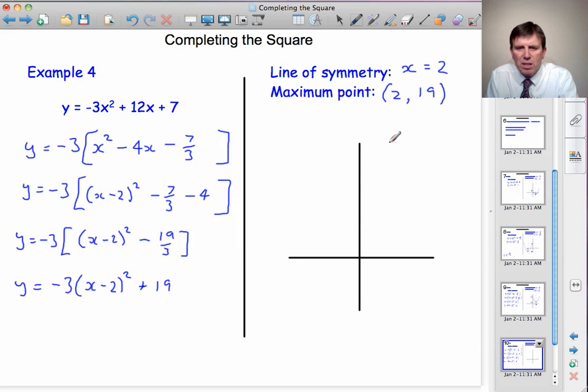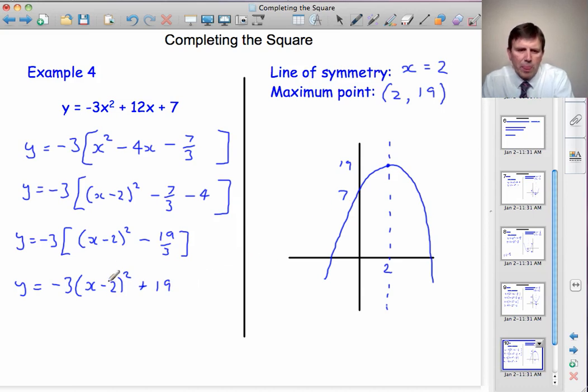So let's put in the line of symmetry, and that occurs when x is 2, and the maximum point is up here somewhere when y is 19, and this time the graph looks like this. Where does it cut the axis? Well, if we come back to here and put x is 0 in, you'll see it cuts the axis at 7, at y equals 7.